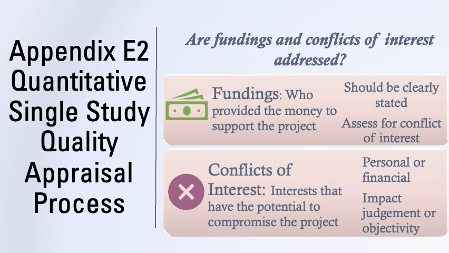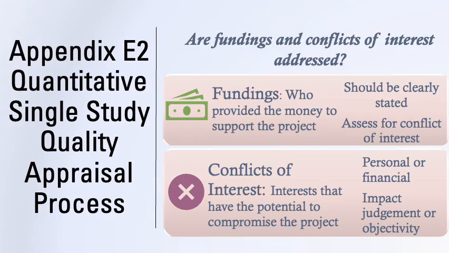Disclosure of funding is one way to assess for conflicts of interest. Conflicts of interest involve any interests that have the potential to compromise the project. These could be personal or financial and have the potential of compromising the investigator's professional judgment and objectivity in the design, conduction, or reporting of study findings.